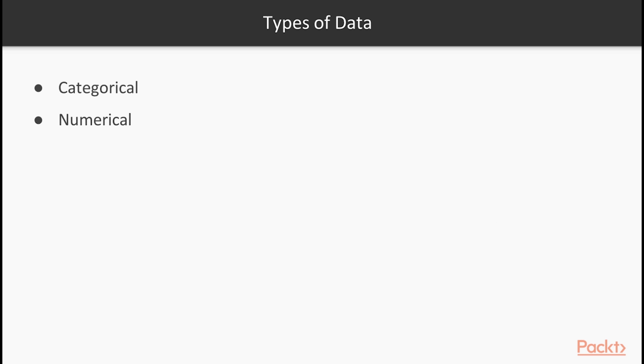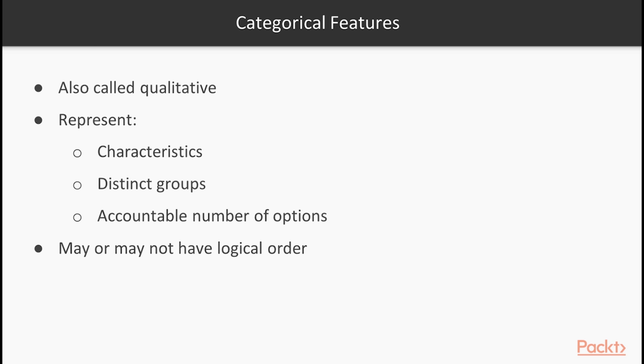Now let's get started with two types of data, numerical and categorical. At first glance, the features in the previous dataset are categorical, for example, male or female, one of four age groups, one of the predefined site categories, whether or not being interested in sports. Such types of data are different from the numerical type of feature data that we have worked with until now. Categorical features, which are also called qualitative, represent characteristics, distinct groups, and a countable number of options.